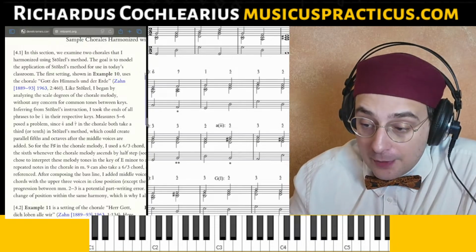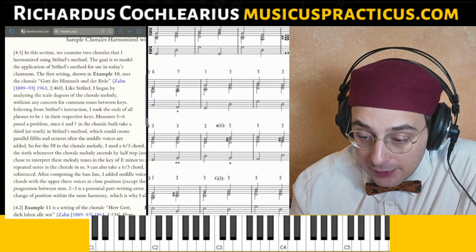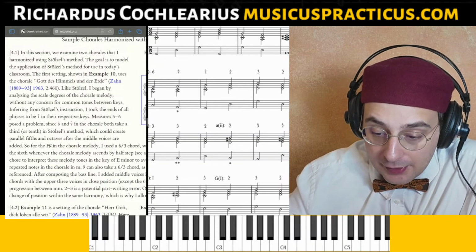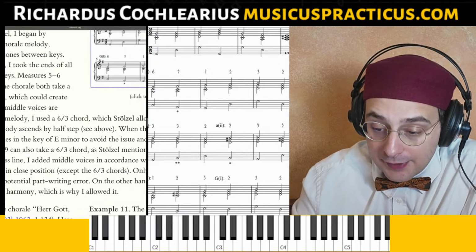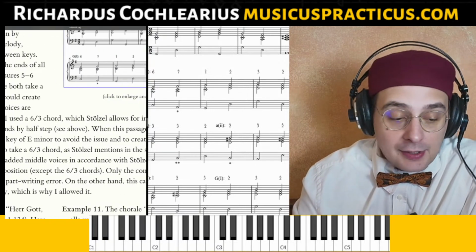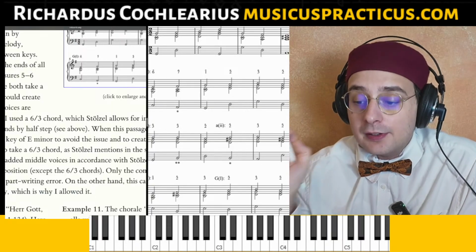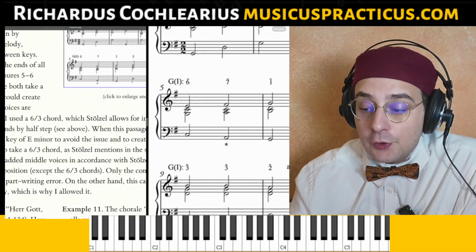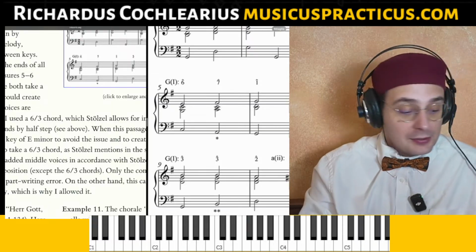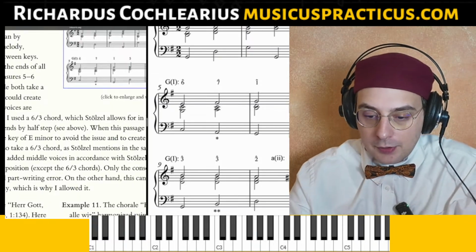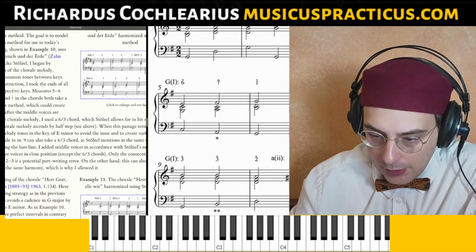So for the F sharp in the chorale melody, I use a 6-3 chord. The sixth, whenever the chorale melody ascends by a half step, see above. Exactly. In the previous streaming, we read the rules, and we read that we can use the sixth when the chorale melody rises a half step, a semitone, so the sixth is a good solution. The sixth moving to the octave. Right.